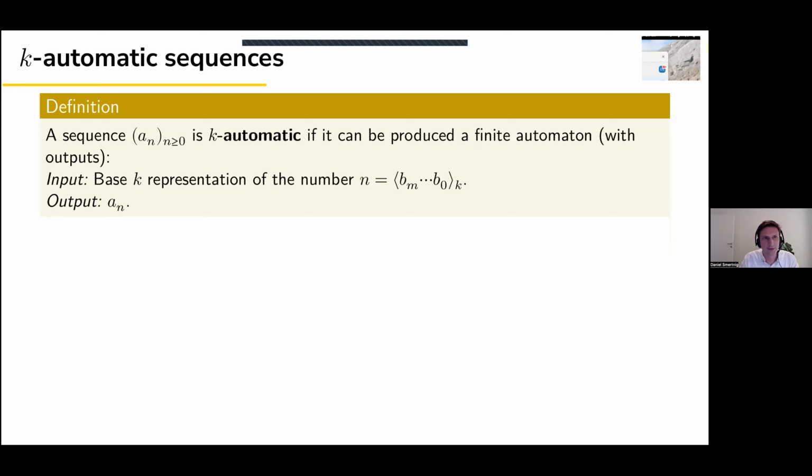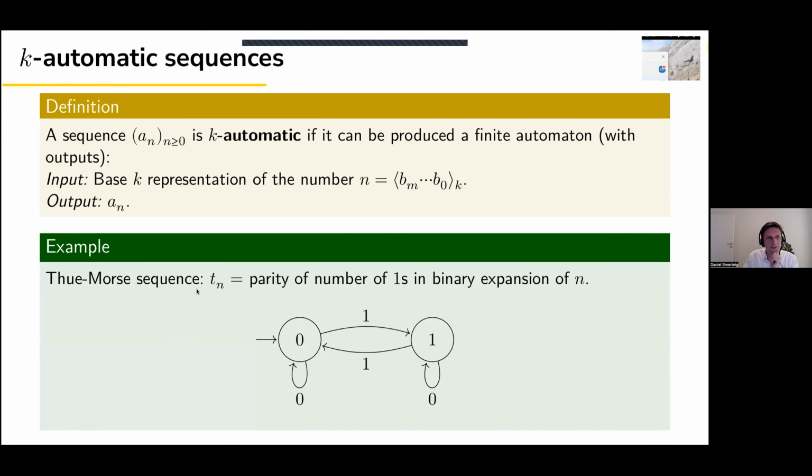So a sequence is k-automatic if it can be produced by a finite automaton with outputs. So the idea is that you take some number n, you write down its base k representation, and you feed the digits into an automaton, and it produces the value of your sequence at n. So for example, the Thue-Morse sequence is 2-automatic. Recall that the coefficient is the parity of the number of ones in the binary expansion of n. So if I'm given some number n, I write down the binary expansion, which is a bunch of zeros and ones, and then let's say I start reading from the right.